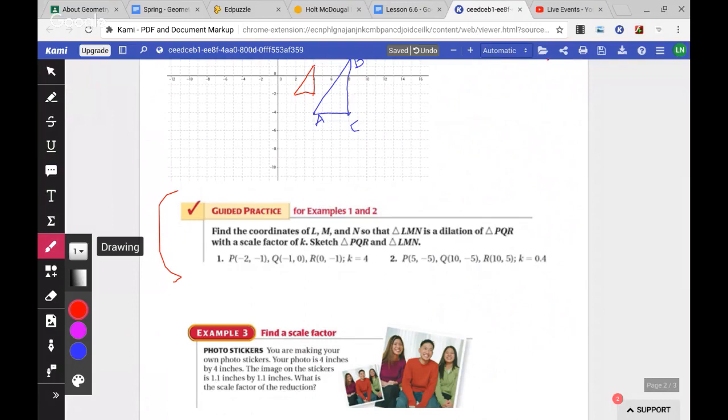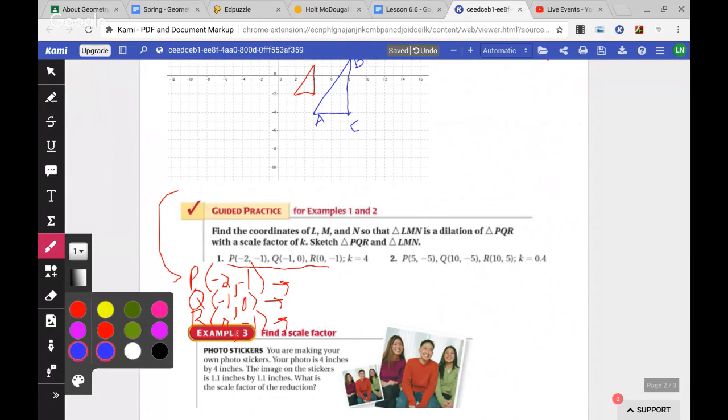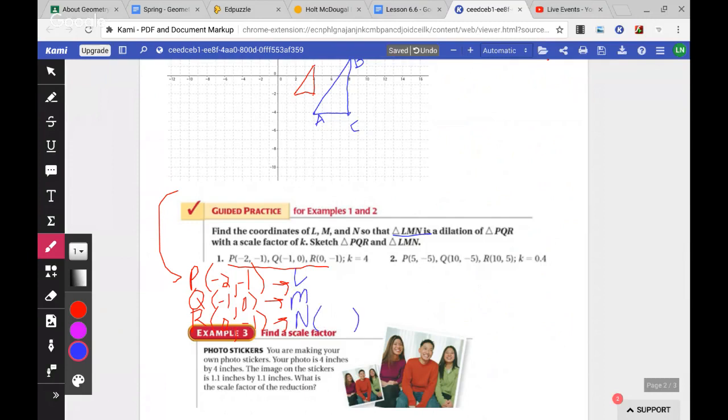First step, list out your pre-image. So make your list. P is -2, -1. Q, -1, 0. R, 0, -1. Then use your scale factor to change them. Get your new coordinates. This one is telling you what to name your new coordinates. So you're going to have L, M, N, and you're going to change them using this scale factor. That's what K stands for. You're going to graph both and make sure that it got larger or smaller depending on the scale factor.